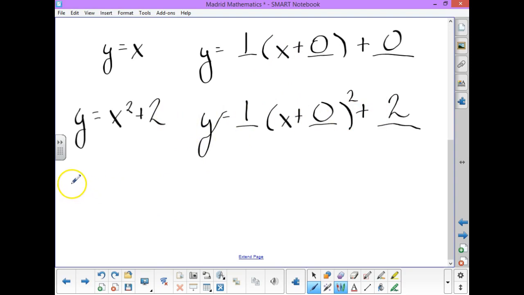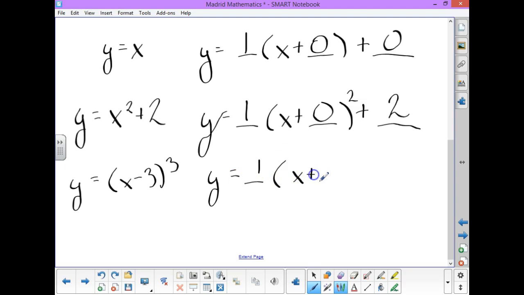Now let's take a look at a cubic. Once again, right in front of the x is a 1, so I'll put a 1 there, plus something, this is a cube, plus something at the end. I notice that inside the cube is a minus 3, so I'll put a negative 3. And there's nothing outside of that, so I can simply put in a 0, so nothing changes.